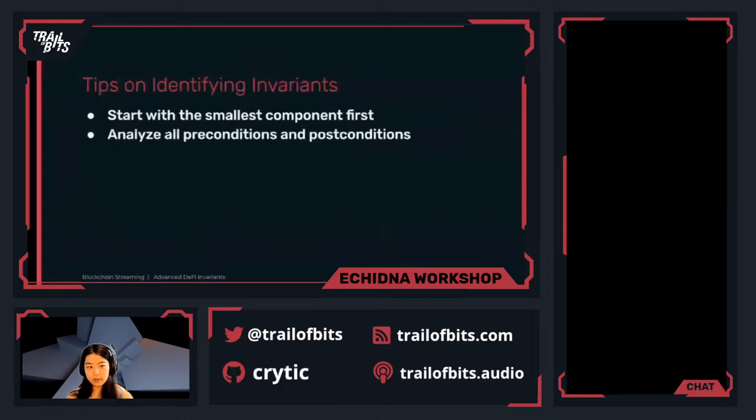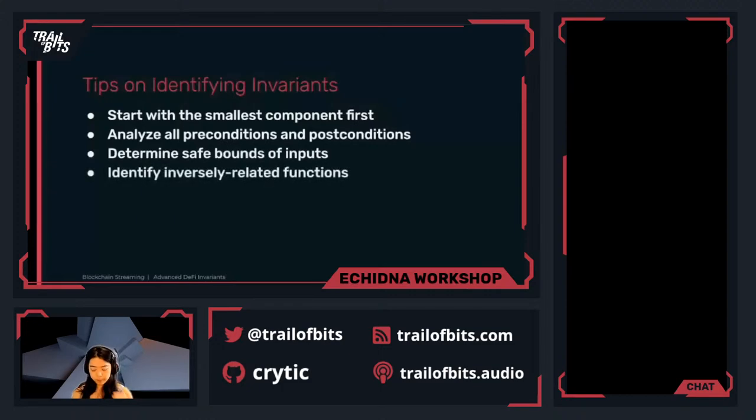Another thing that helps is analyzing all the preconditions and postconditions of those functions in a code base, because they tell you what is the expected input space, what is the expected output space, and what is expected to happen once that function executes. Contained within the precondition is determining the safe bound of an input. So if you take, for example, uint256, if there's casting or any kind of unit conversion, what is a safe bound of that system?